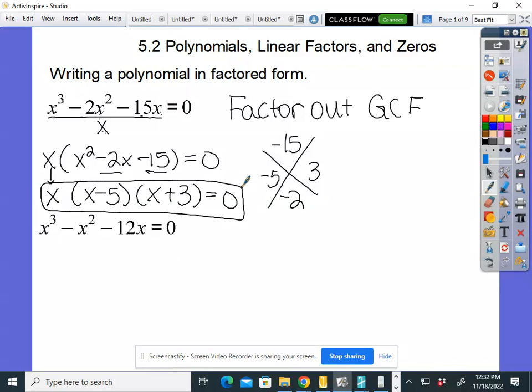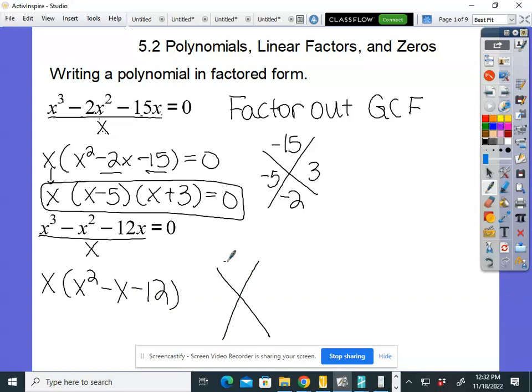The next one, x cubed minus x squared minus 12x equals 0. We take out the GCF, which again is x. So we're left with x squared minus x minus 12. So we got to figure out what multiplies to negative 12 and adds to negative 1. So that would be negative 4, positive 3. So x, parentheses, x minus 4, x plus 3.